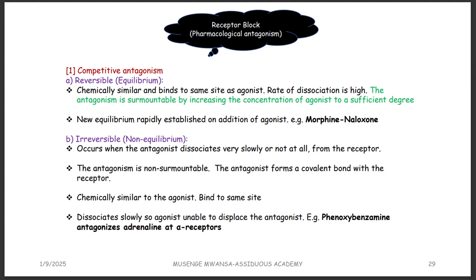which are the ones interacting with the receptors, or non-pharmacological. The pharmacological I've already discussed. We've said that we have the competitive and the non-competitive. They are interacting with the receptor. The competitive can be reversible, which is equilibrium. For example, the way morphine and naloxone do.